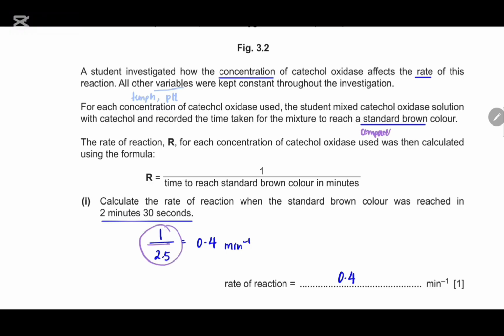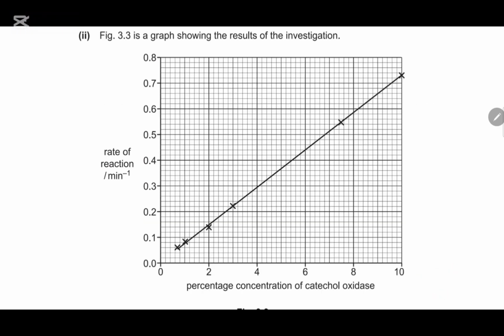And that's how we arrive at the answer of 0.4 minutes. Okay, 0.4 rates per minute. So I think that's relatively straightforward, and they already gave us the formula, which is nice. And then they give us the graph which shows the results of the investigations that they did.